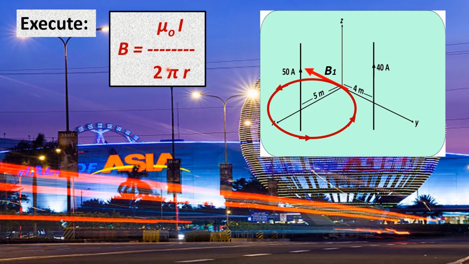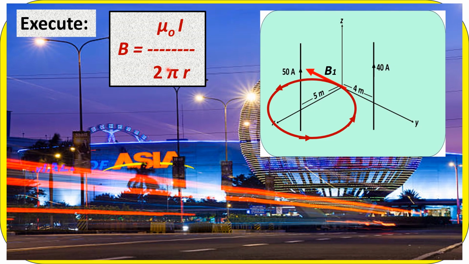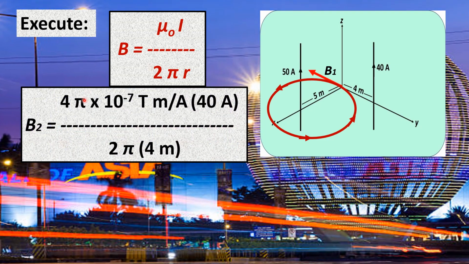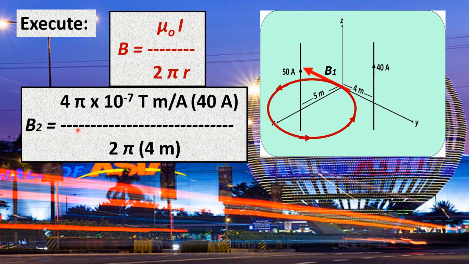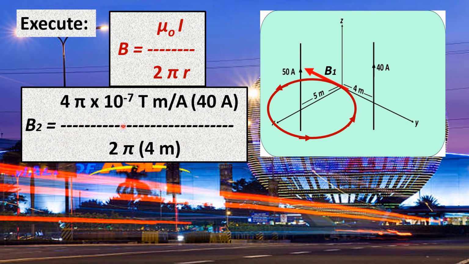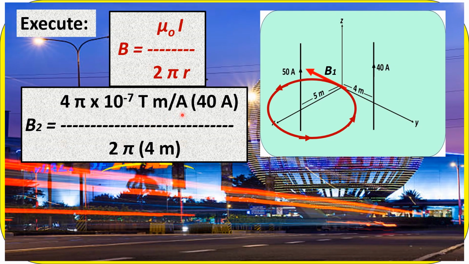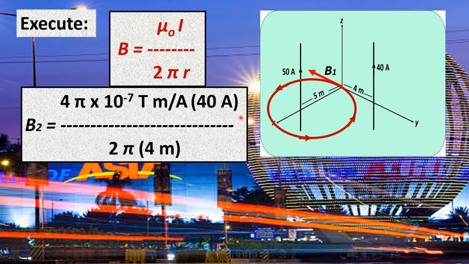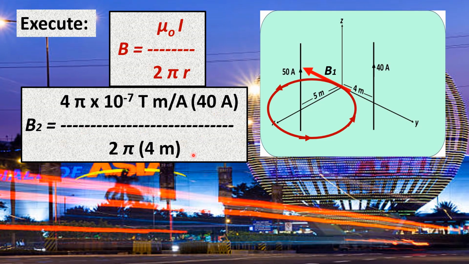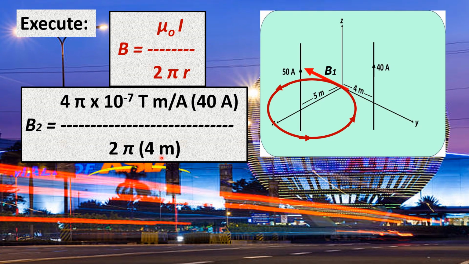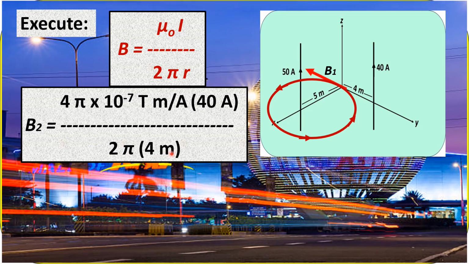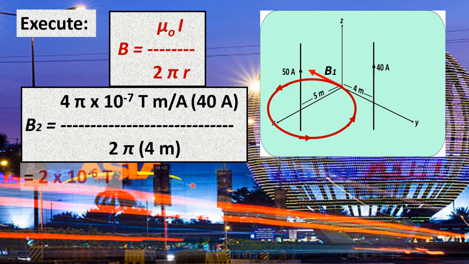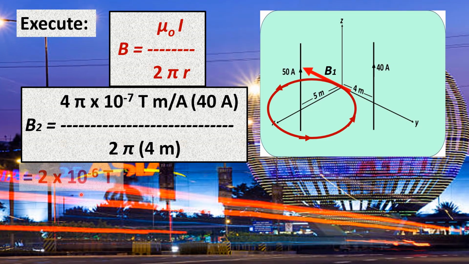Similarly, for magnetic field B2, we also calculate the magnitude of B2, and that is equal to 4 pi times 10 to the negative 7 Tesla meter per ampere multiplied by the current in the second wire, which is 40 amperes, all over the product of 2 pi and the radial distance, which is 4 meters. So again, doing our math, we will get the magnitude of B2 equal to 2 times 10 to the negative 6 Tesla.